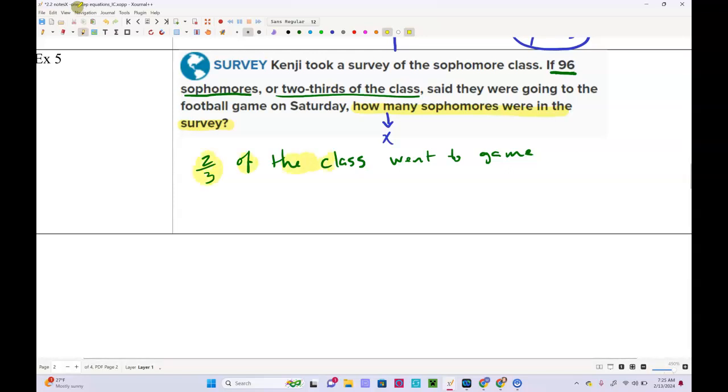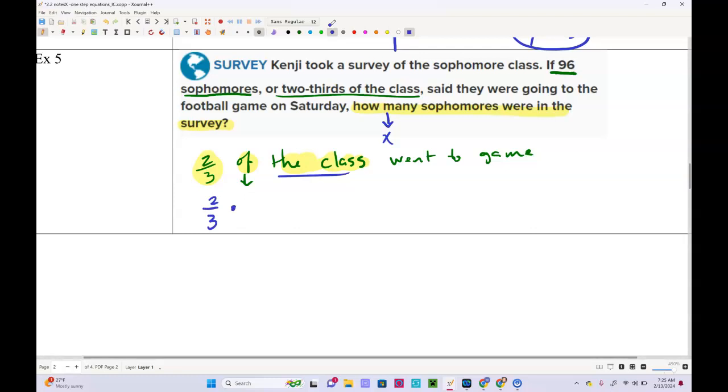2/3 of the class, if we translate that, right? Of, in this case, is going to mean multiplication. 2/3 of something means multiplication, right? So I could write this 2/3 of the class. Well, the class is going to be my x, right? Because the whole class is representing how many sophomores were in the survey, because I surveyed the whole sophomore class. So 2/3 of x went to the game, right? So that's how I can start to transfer this.